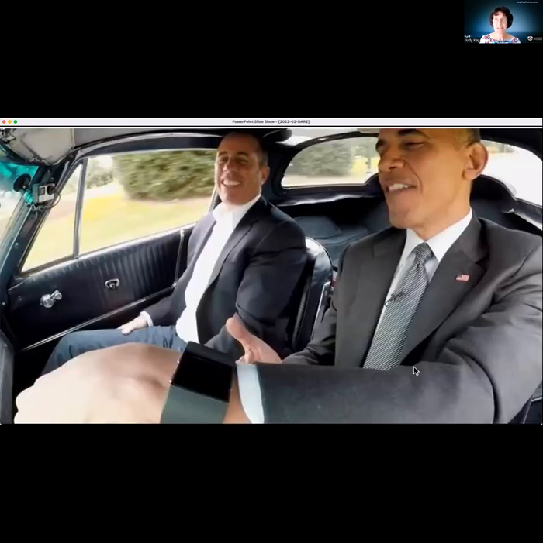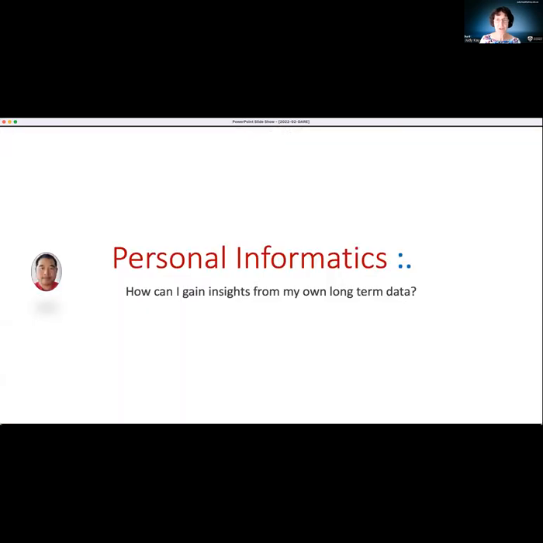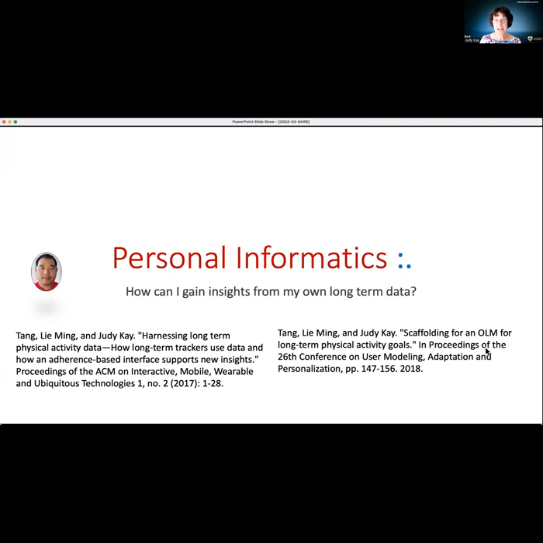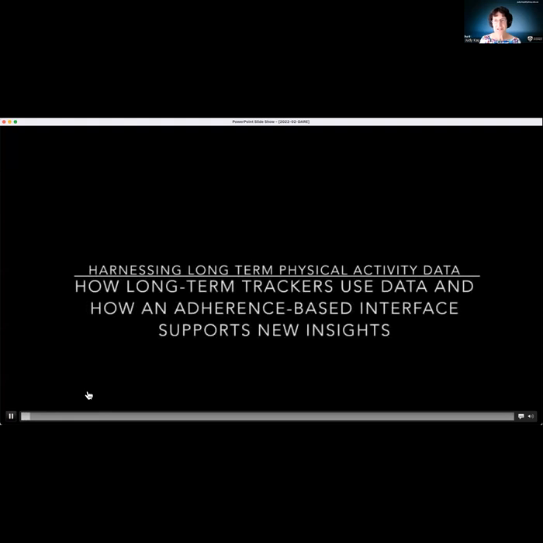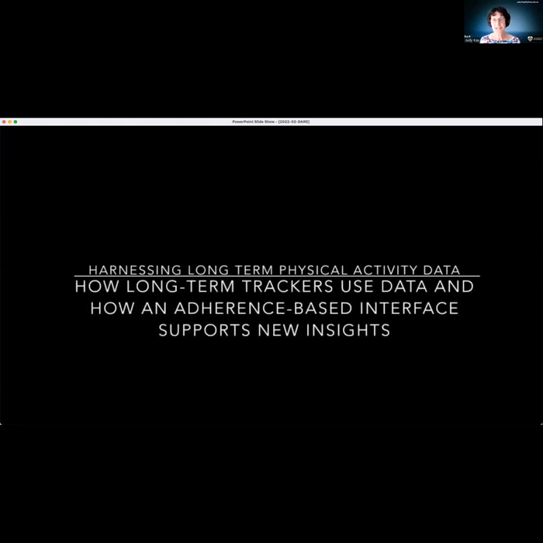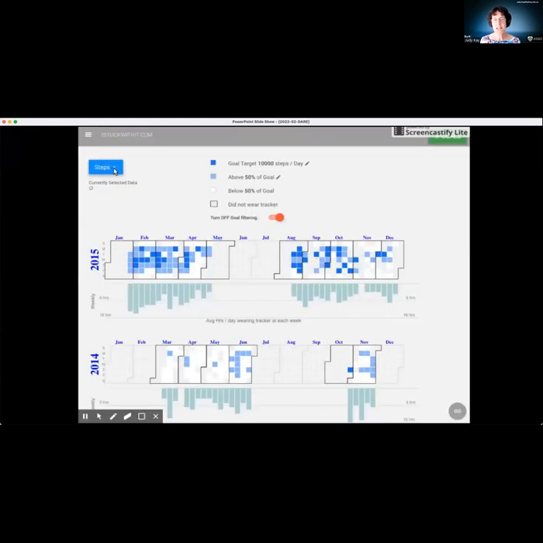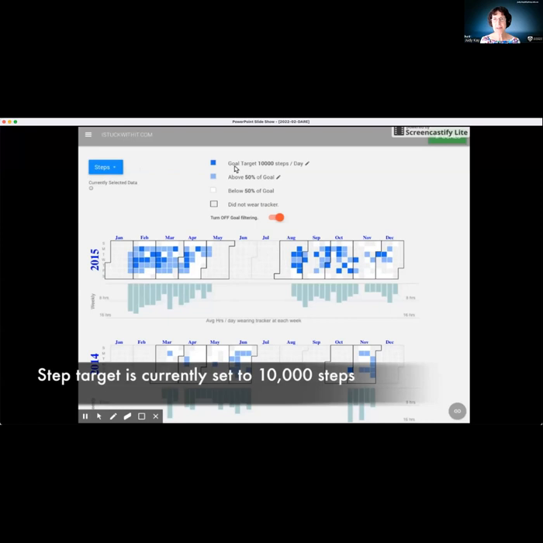And here's one where someone you might recognize is wearing a smartwatch. And we wanted to harness just that sort of data. And Liming Tang is on the left. He was the PhD student who did a lot of this work. And these are two of the papers that were involved. I'm going to play the video of his system. So this was an interface that took physical activity data, and I'm not showing you any human being's data. This was fake data from our tutorial. So we assume people have weeks of data. The users in our study, some had several years.